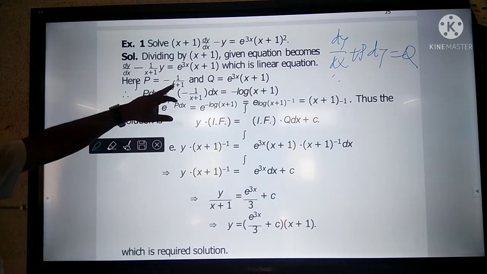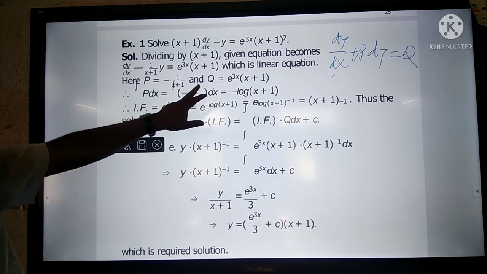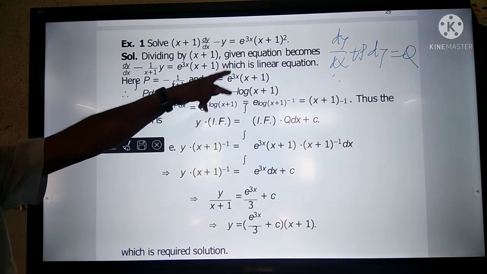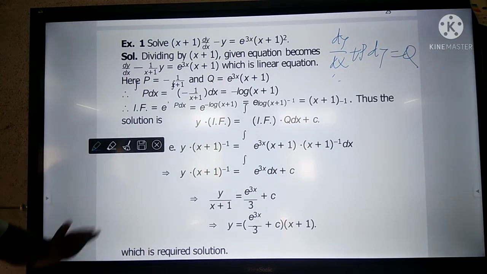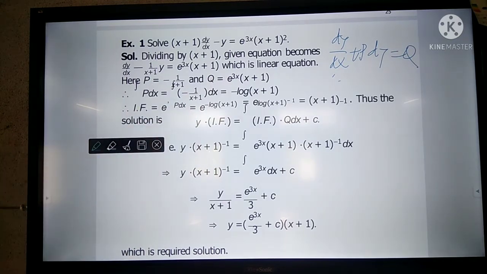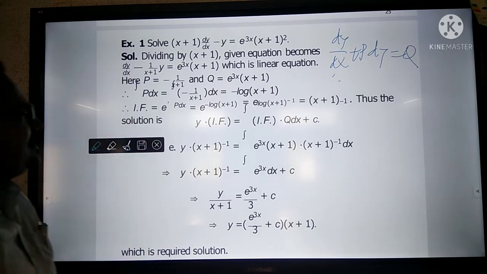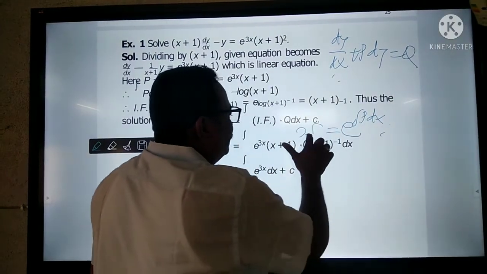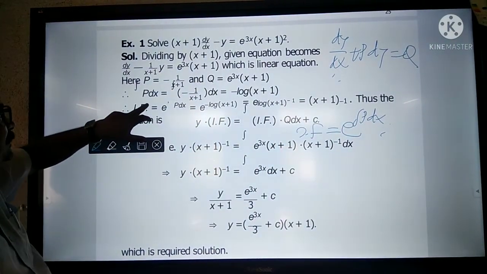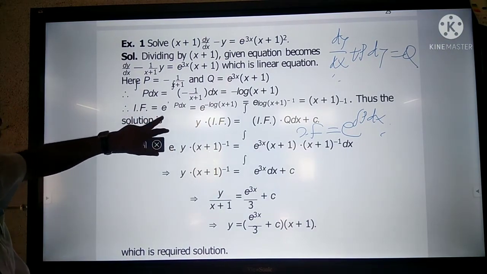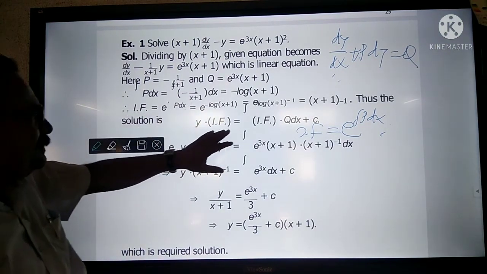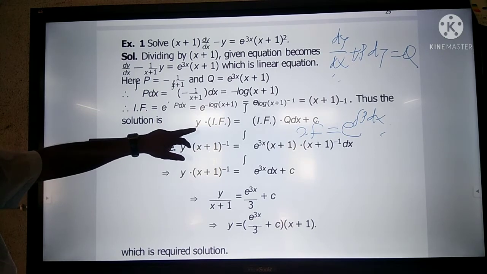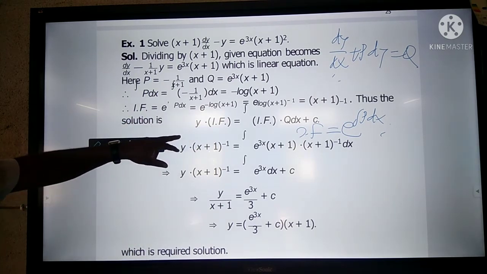So here p is minus 1 upon x plus 1, q is e raised to 3x into x plus 1. There is a square, but dividing by x plus 1, one x plus 1 gets cancelled. So p and q are in this way. Then find the integrating factor. The integrating factor is e raised to integration of p dx. So what is the integration of p dx? Find it here. Then find the integrating factor. Whatever the integrating factor may be, calculate by using pen and paper. You will clearly identify this.